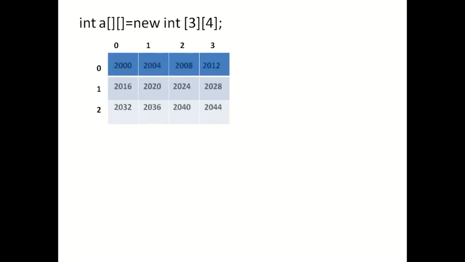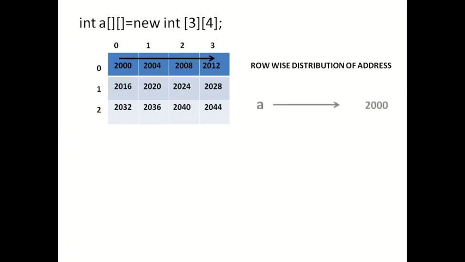Then if I am taking hypothetical addresses, and suppose the first address is at 2000, then you can see that the next element is at 2004 if you are moving row wise. So if you're moving row wise, the addresses are allocated contiguously. This type of distribution is called row wise distribution of address, or row major. In this case also, the array name is always pointing to the base address.